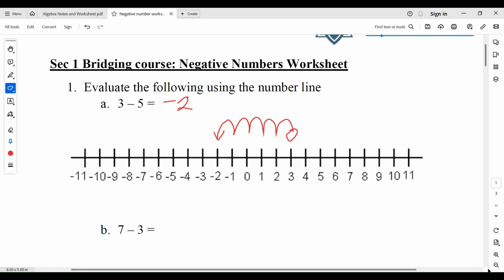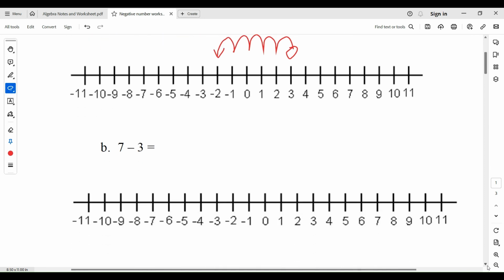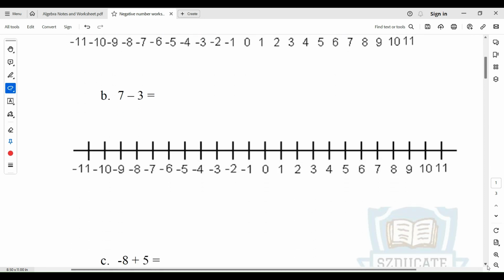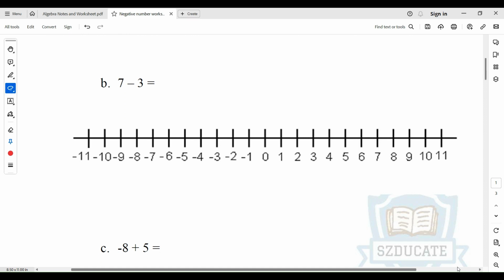All right, next. 7 minus 3. So same thing. We start at 7. And then we move to the left by 3. 1, 2, 3. And we land on 4. I mean, this one you don't even need the number line, but just to practice how the number line works. The answer is just 4.